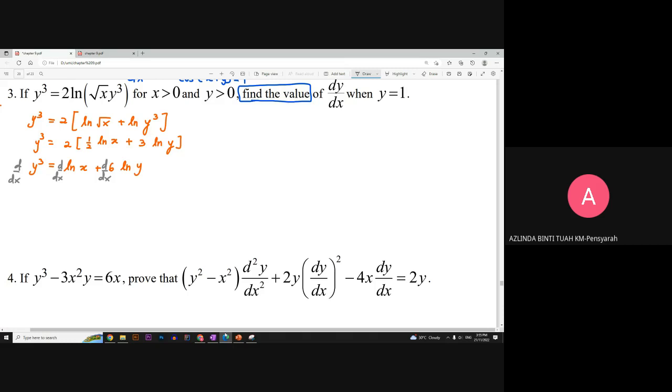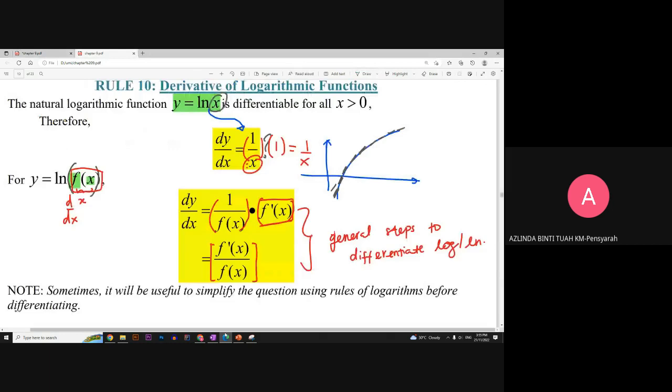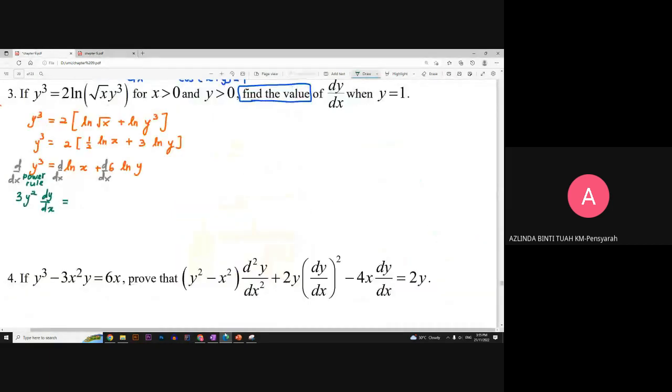Okay, now we can differentiate them. So, sebelah kiri kita akan gunakan power rule, bring down the power. Power minus 1, differentiate y is dy per dx. Okay, remember ya, buat power rule mesti ada 3 step. Differentiate ln x by using rule number 10. Ln x always 1 over x. Take out 6.